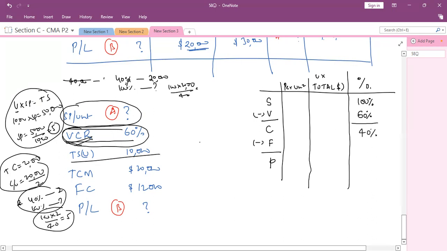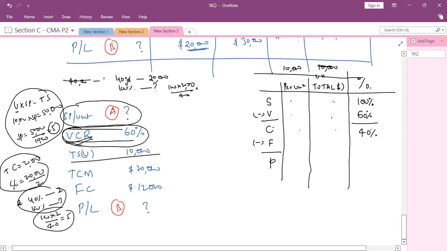Total number of units is given, so I am writing on the top: total number of units, 10,000. I will write here per unit. This to this is this, this and this is this, this multiplied by this, you will get this. Like that. Understood, Prasad? Yes.